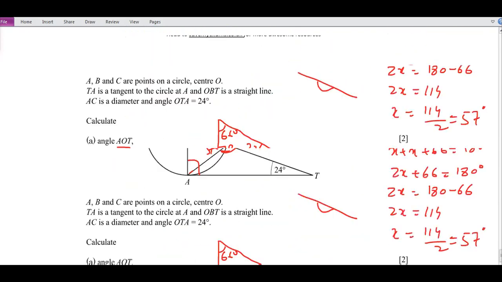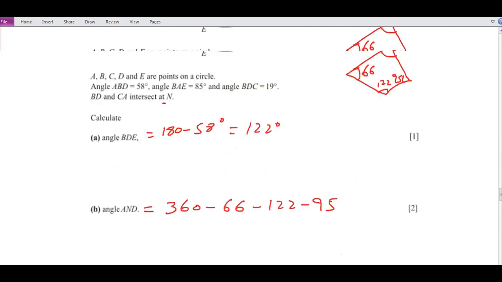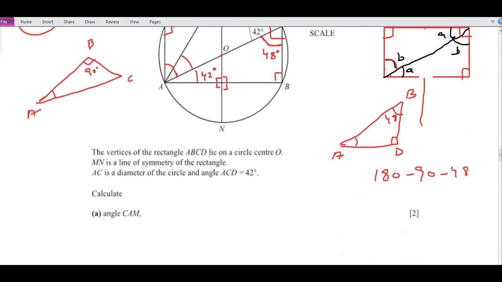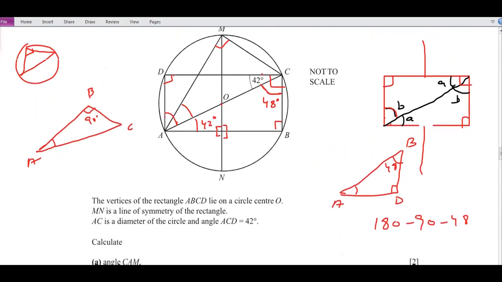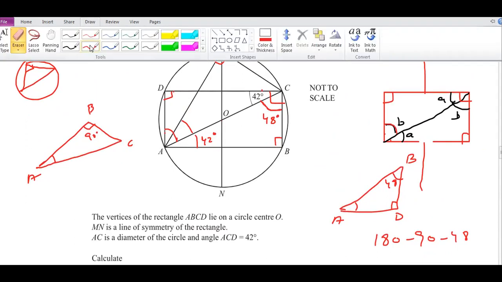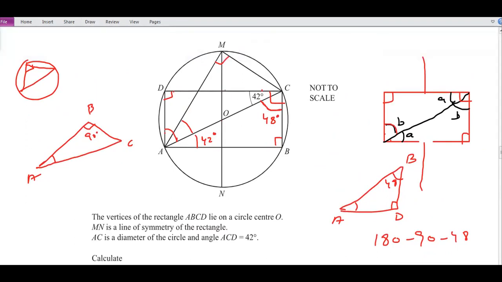Okay. Coming back to this question, in which I was stuck. We have to find CAM. For finding CAM, look at every single possibility that we have. Yes, I got it. Look at this one. This angle is 42 and we know this is 90 degrees, because this is a line of symmetry, and the line of symmetry in a rectangle is always perpendicular.